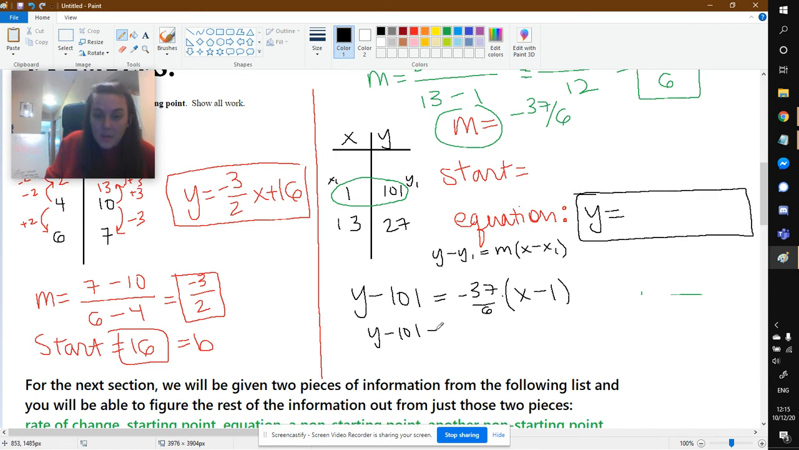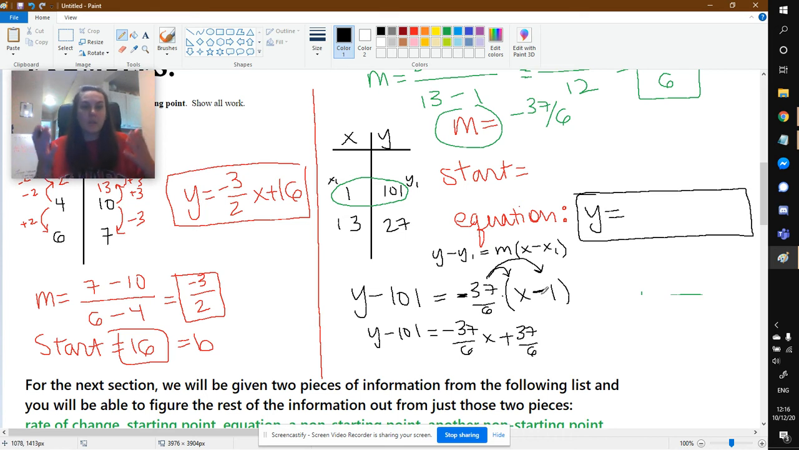We're going to do this by distributing first. We get negative 37 over 6x plus 37 over 6, and it's a plus because we've got a minus times a minus. A negative times a negative is a positive. Okay, we add 101 to both sides.